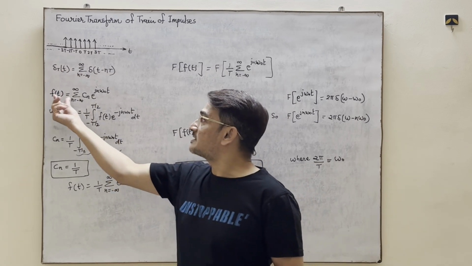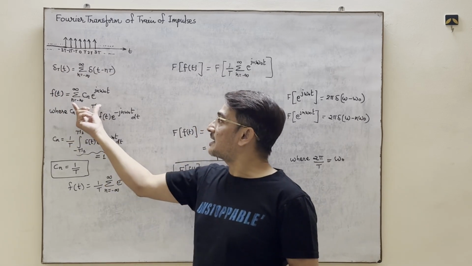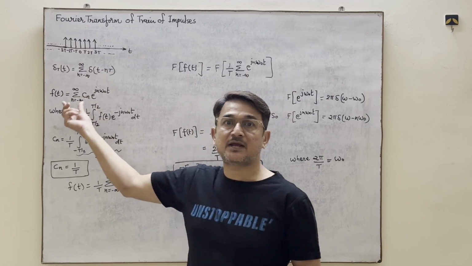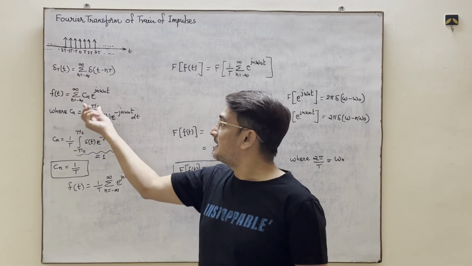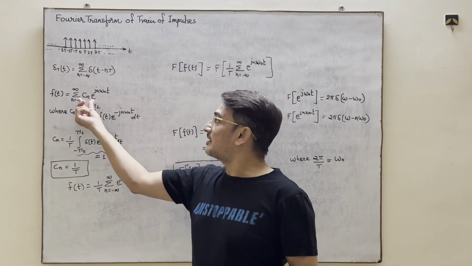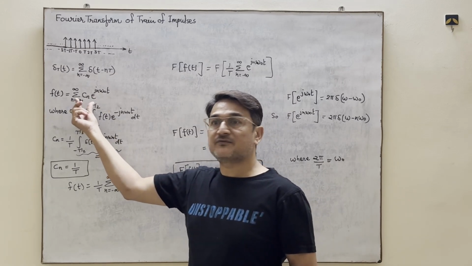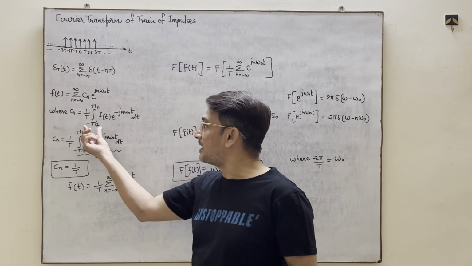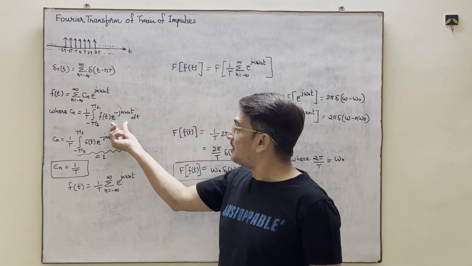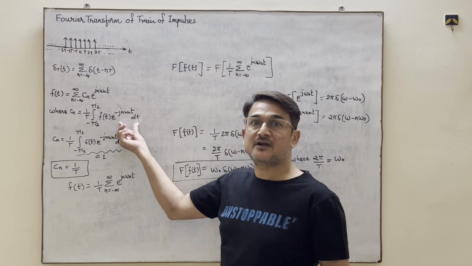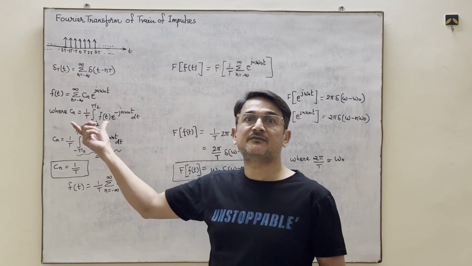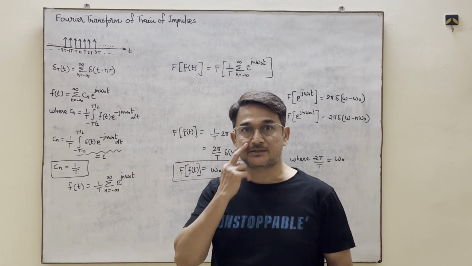For the Fourier series, the function f(t) can be calculated with the help of this formula, which is the summation from n equals minus infinity to infinity of Cn e raised to the power j n omega naught t, where you have to calculate the value of Cn, which is nothing but 1 by T, integral from minus T by 2 to plus T by 2, the function f(t) e to the power minus j n omega naught t dt. So this Cn we have to calculate for all the periodic functions.